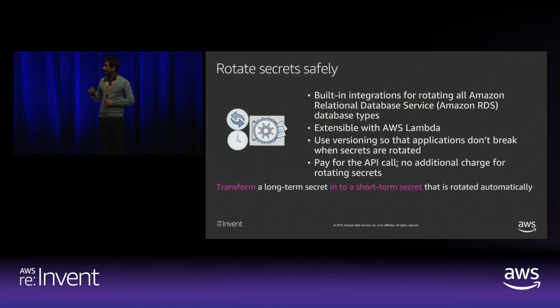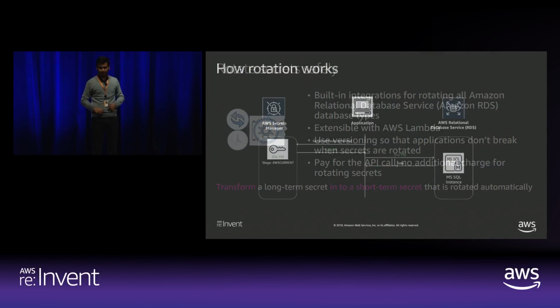And the way Secrets Manager makes all of this work is by using Lambda functions and supporting this concept called versions of secrets. So in the next few slides, I'll give you a peek behind the curtains, and I'll help you understand how Secrets Manager actually executes these rotations safely.